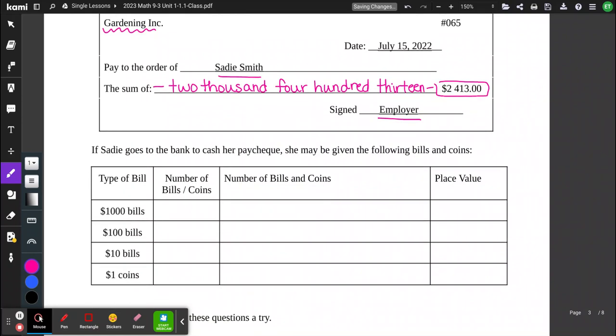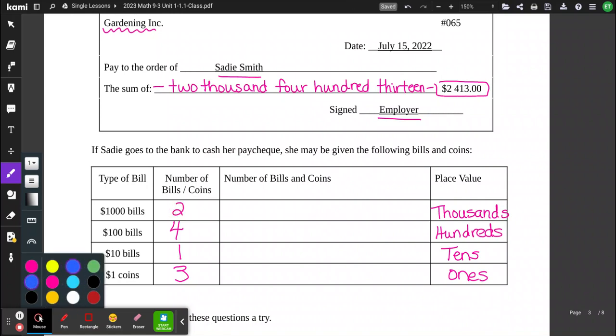Okay, so now what would she get in terms of her bills at the store? Or at the bank. If I took it to the bank to cash the check, what would they give her? Well, let's work from the smallest to the biggest. So $1 coins, this is your ones place value. Then you've got your tens. Then you've got your hundreds. And the final one will be in the thousands. Okay, and thousands is a 2.